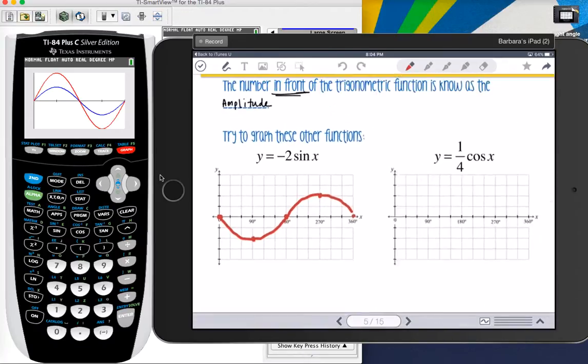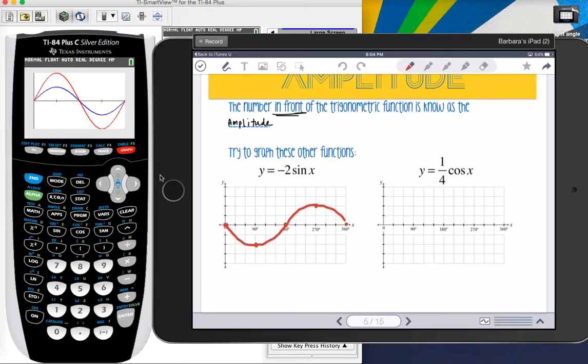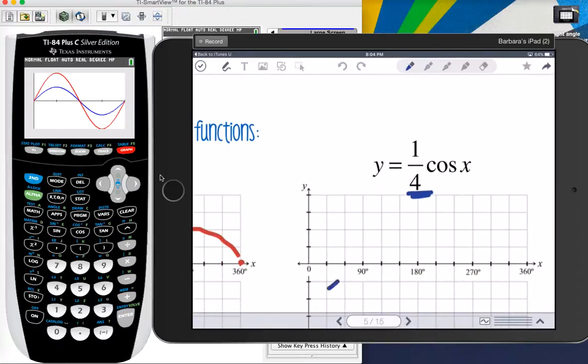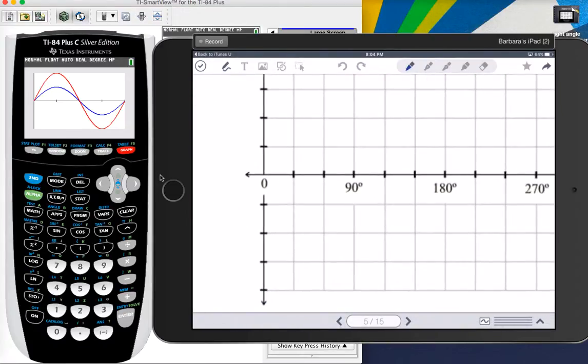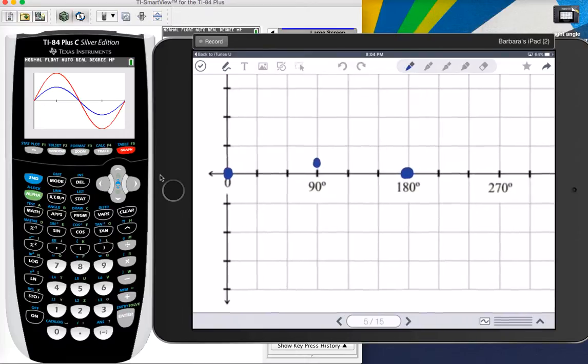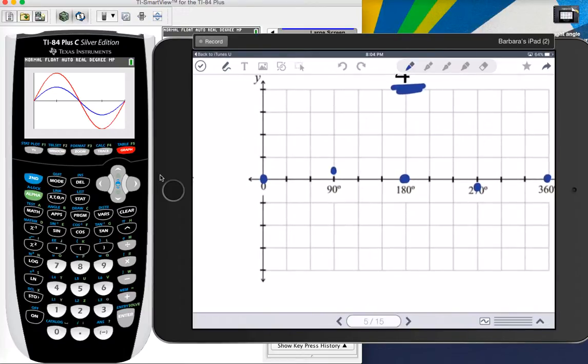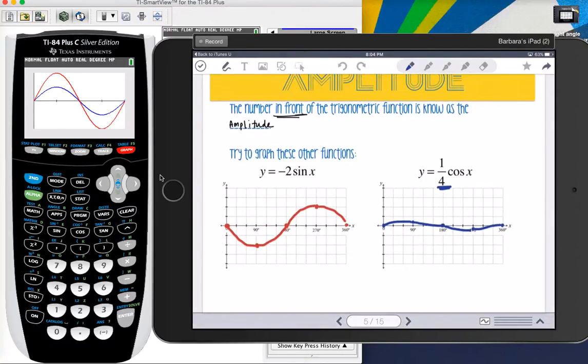Now you could easily check this in your graphing calculator if you wanted to. For this one over here, we have 1/4. So now this one's going to be a really tiny shift. So up to 1/4, down to 0, down to -1/4, and back up. So this one's going to be a really, really tiny curve. So this is what we call the amplitude.